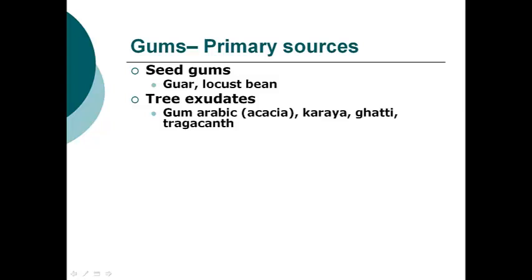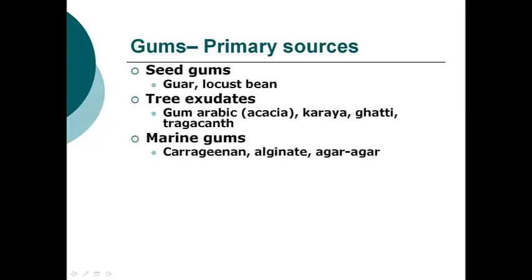Gum arabic is used extensively in flavor emulsions. You'll find it in nearly all soft drinks. Karaya is most commonly used not in a food product, but rather to hold in your dentures so you can, in fact, eat that food product.